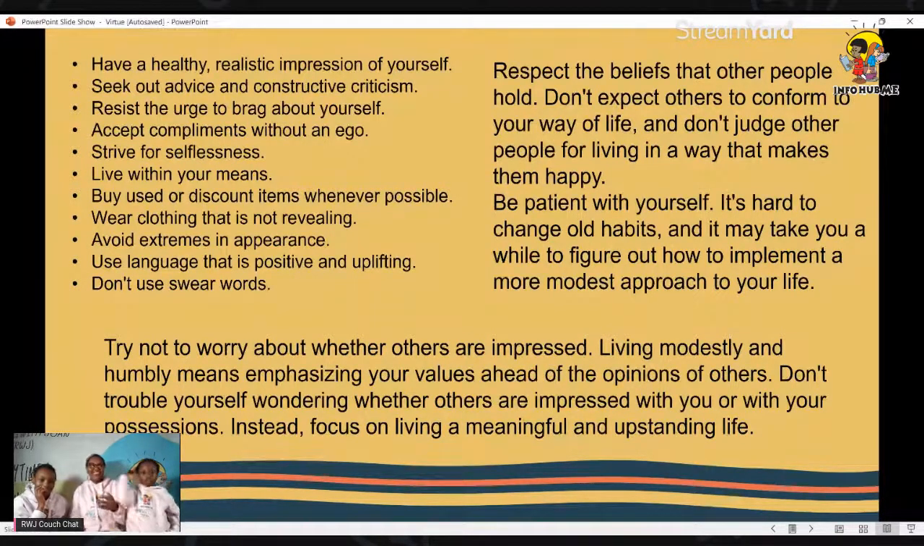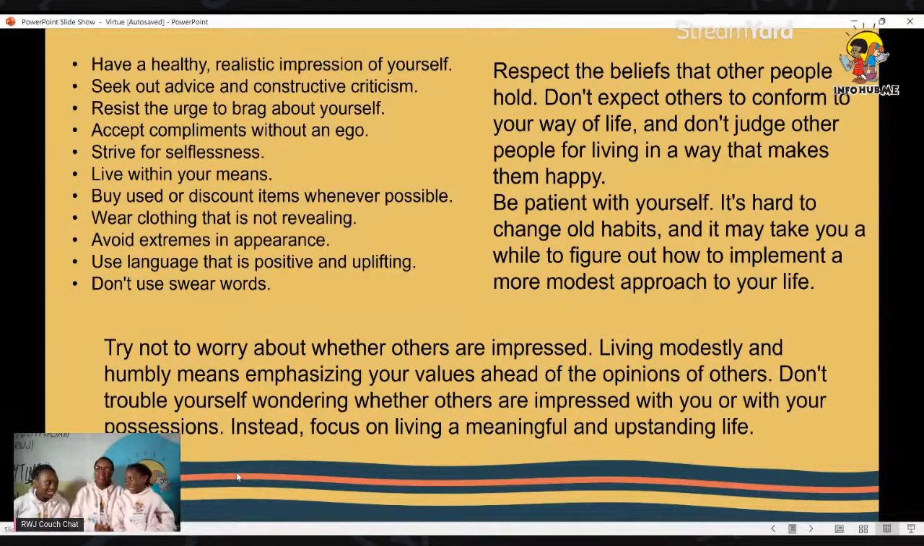And so let's go to the last one. Try not to worry whether others are impressed. Kids, please don't worry whether people are impressed, whether you have the latest phone or the latest jacket or you don't have the super cool. Exactly. Don't try to impress other people. I'm really serious. And kids at home, stop worrying about impressing your friends.